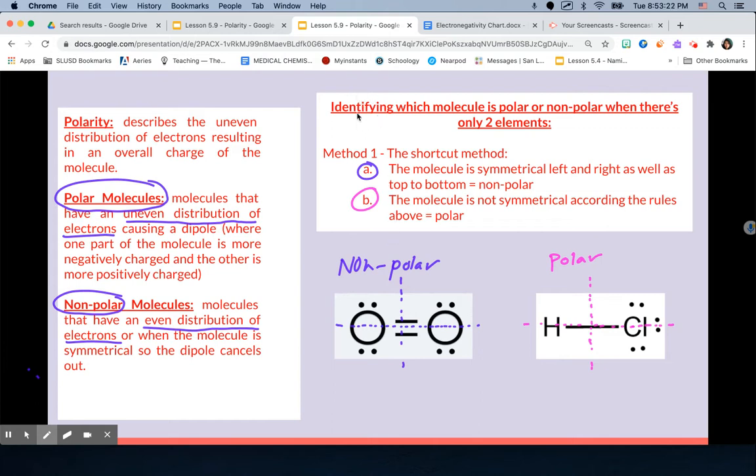So what we just went over is an informal method of identifying whether a molecule is polar or nonpolar when there's only two elements. Oftentimes we don't teach it like this in chemistry because there is a slightly more formal way, but this is what I like to do because to me it's a little bit faster and I can automatically see it if I can see the molecule. Right. So let's go over how we would do this formally in chemistry.